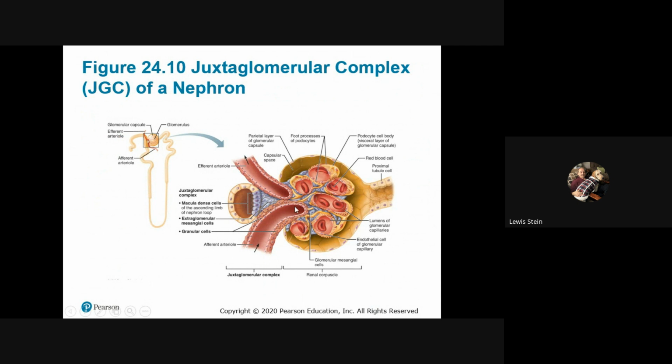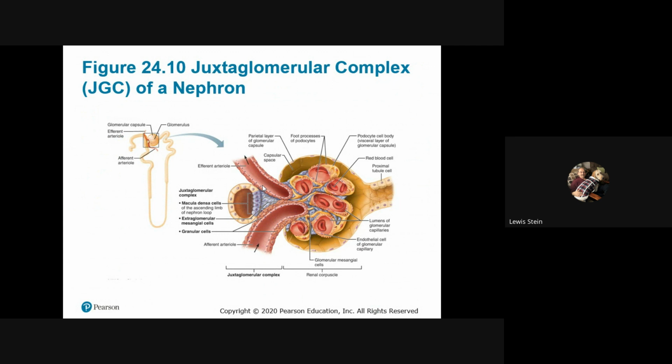So this is a close look that you can see here. Here you can see the granular or JG cells. Here you can see the macula densa, which are osmosensors, and here you can see the connectors. And you can see the junction between, and you always know that the afferent is by definition wider than the efferent arteriole. And this is the critical place for auto control of flow in.